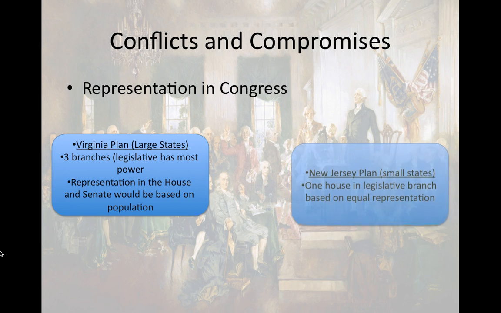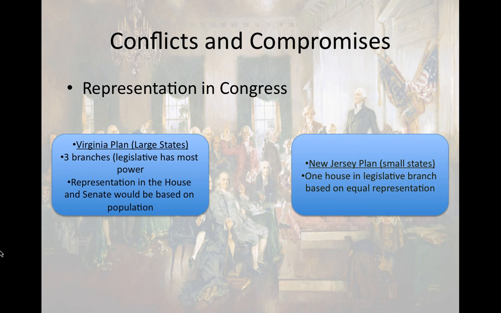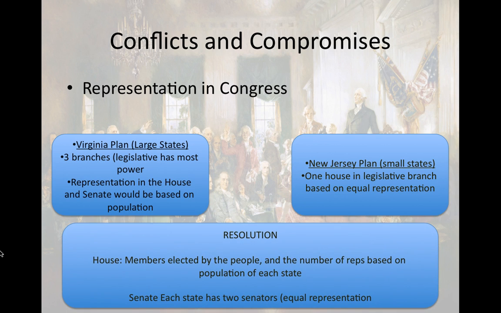Small states see this as a threat to their power. So the New Jersey Plan, New Jersey being a smaller state at the time, said that there should be one House based on equal representation, something similar to what the Articles government had. They argue about this for a time, and they basically come to an agreement. The agreement is called the Connecticut Plan, but there's no reason to know that. And the agreement is this: members will be elected by the people for the House, and the number of reps in the House will be based on population.